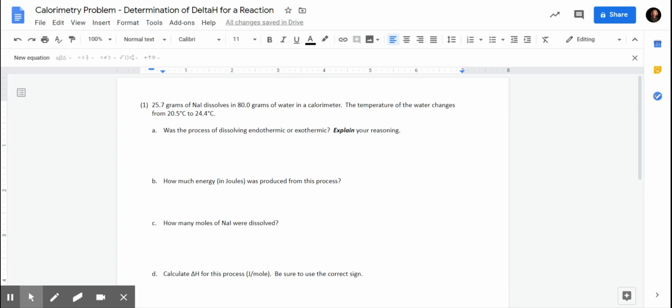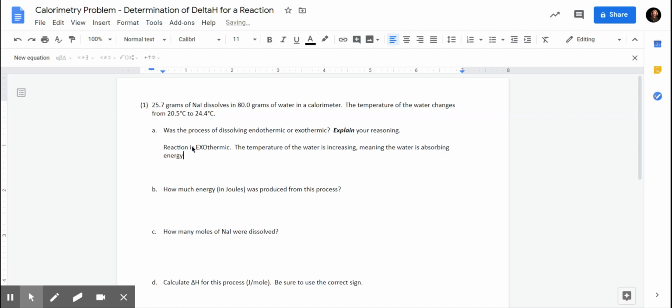To determine that, we have to look at what happens to the temperature of the water. And we see that it increases, which tells me the water is absorbing that energy. Well, where did that energy come from, you say? Well, it came from the reaction. So here the reaction is exothermic. And we know this because the temperature, I always spell this word wrong, of the water is increasing, meaning the water is absorbing energy from the reaction.